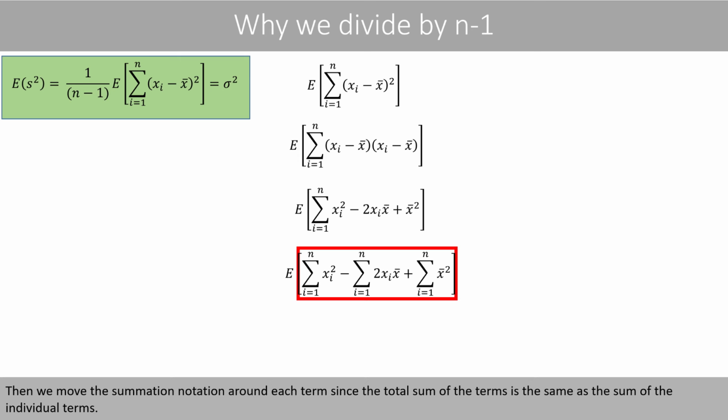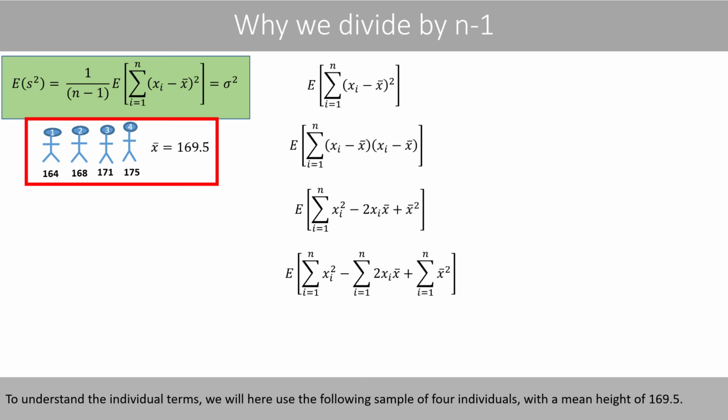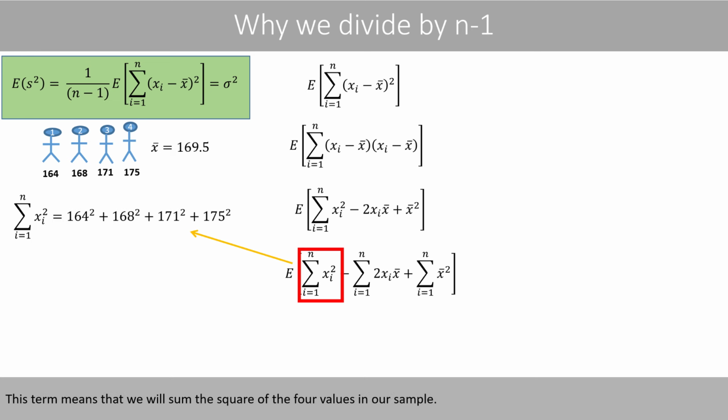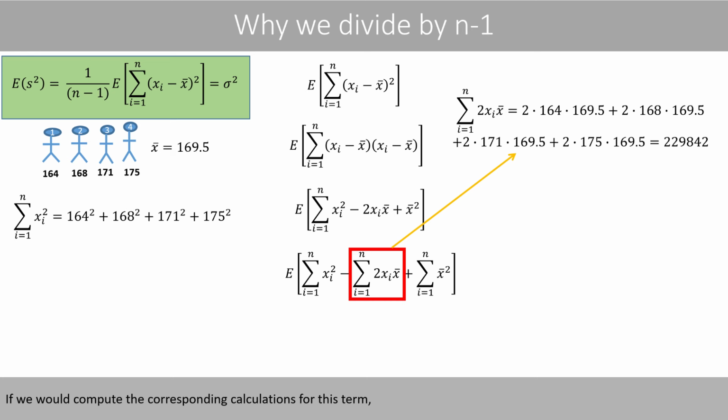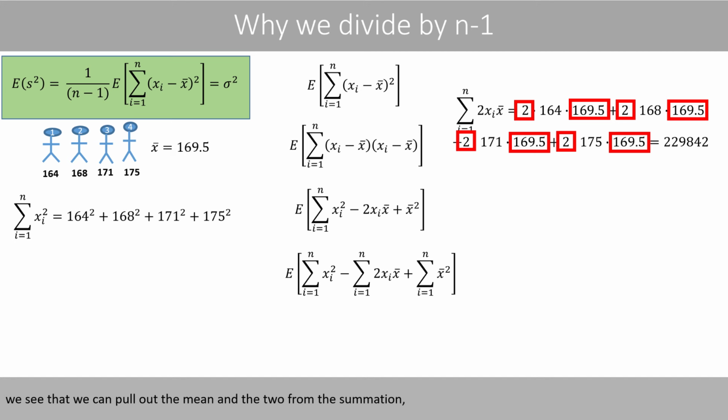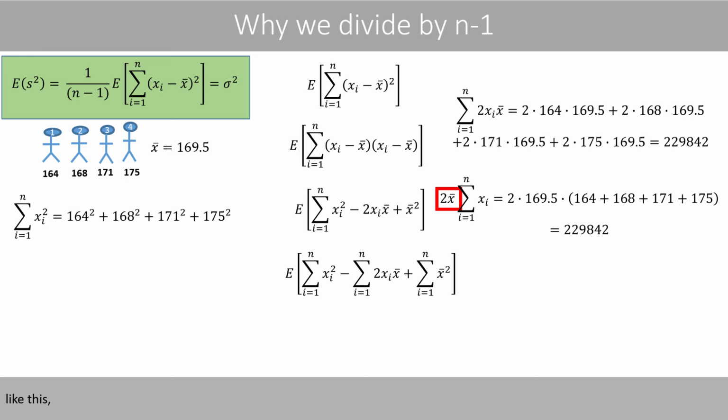Then we move the summation notation around each term, since the total sum of the terms is the same as the sum of the individual terms. To understand the individual terms, we will here use the following sample of 4 individuals with a mean height of 169.5. This term means that we will sum the square of the 4 values in our sample. If we would compute the corresponding calculations for this term, we see that we can pull out the mean and the 2 from the summation, like this, because that will not change the result.